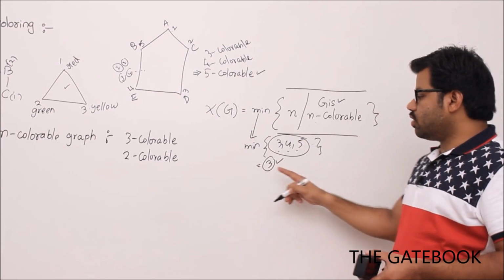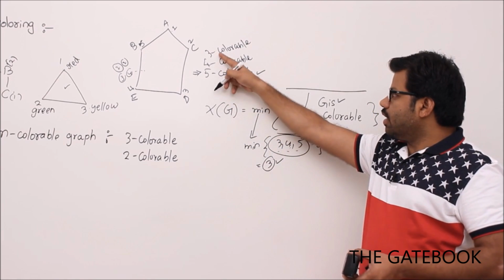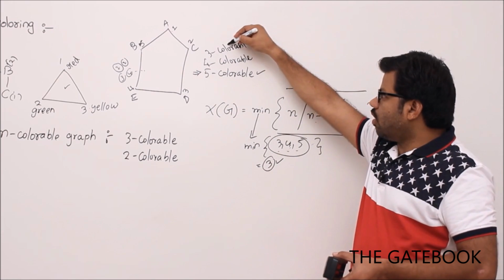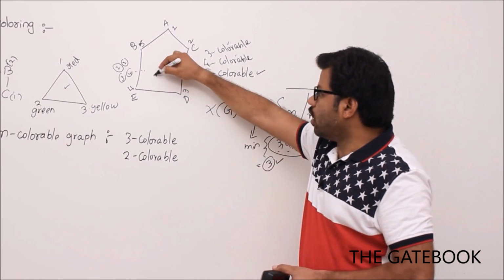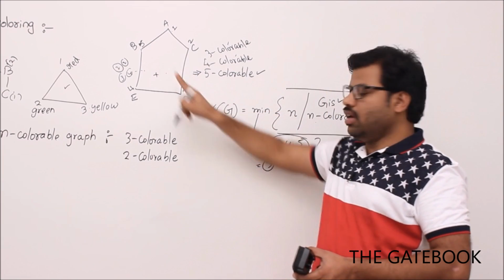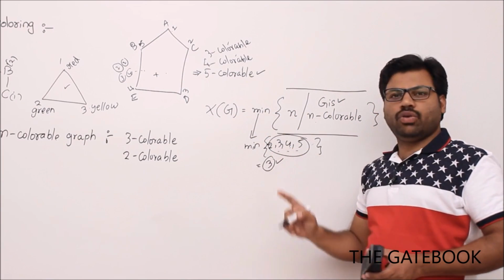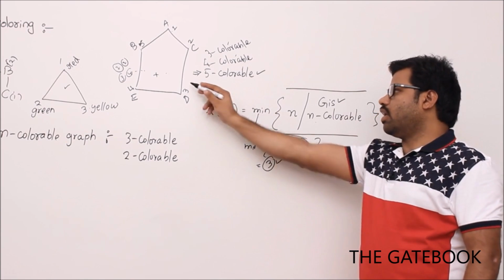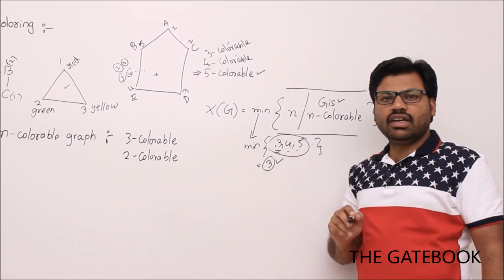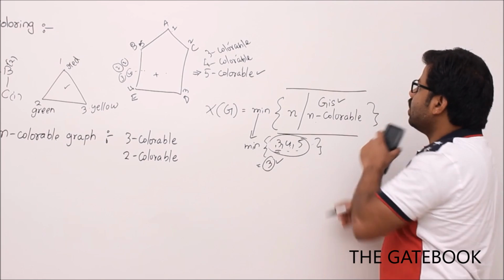I mean, sorry, this graph's chromatic number is 3 because we tried coloring this graph with all possible colors like 3, 4, 5, but this graph cannot be 2 colorable. If this graph were 2 colorable, then 2 would come into the picture and the chromatic number would become 2. So the minimum number of colors required to color this graph is 3. Understand? We'll take one example and try to color it with as few colors as possible.